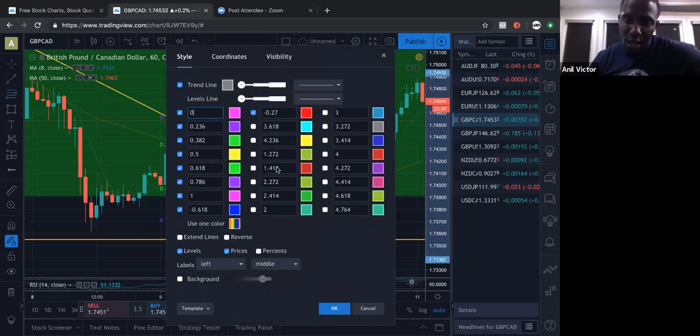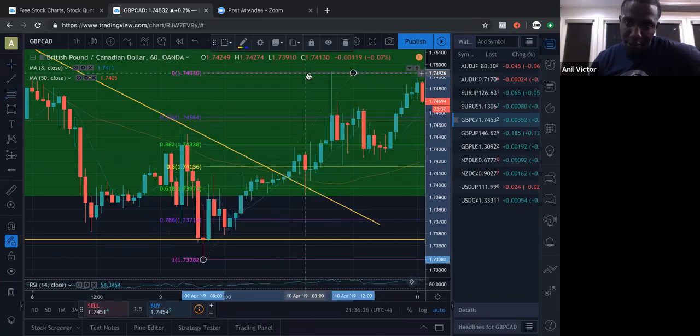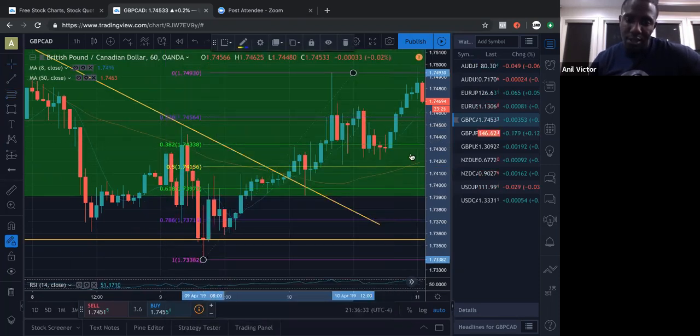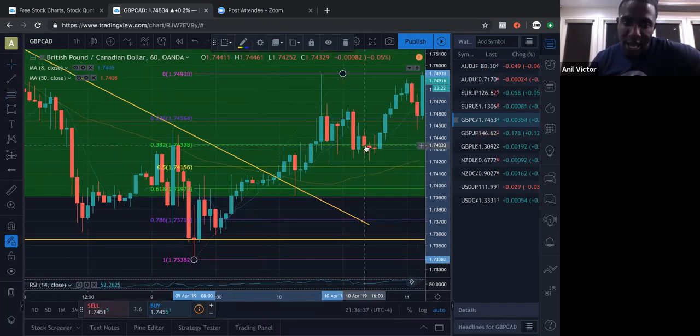And you can set it up where it goes into the future, like the lines extend. So all you got to do is just double tap your Fibonacci and then highlight extend lines, and it'll pretty much extend the lines all the way out into the future. So we see that price got stuck at 38.2, 0.382. What does that mean? Price is going to continue in an upward motion.